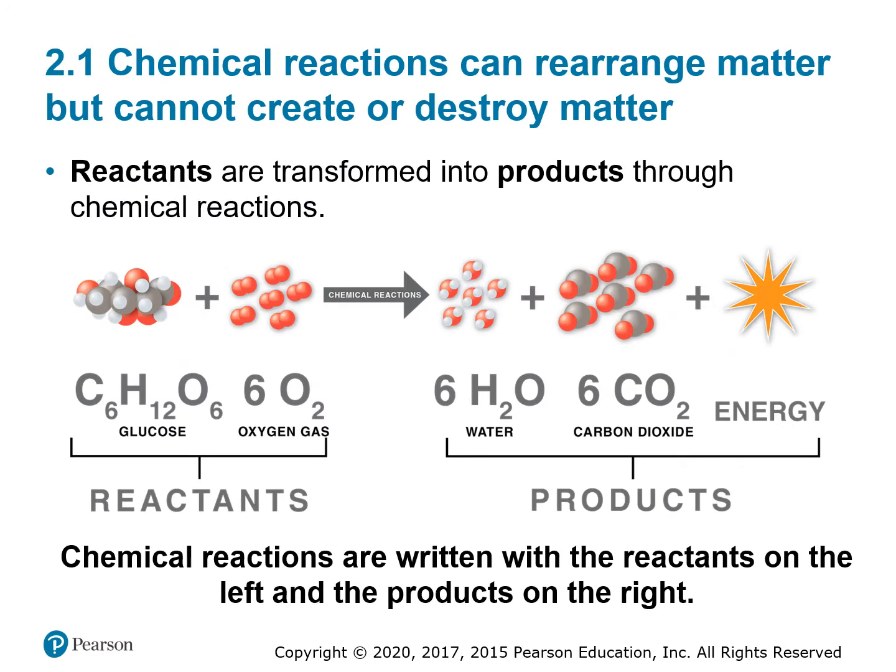Matter can't be created or destroyed, but individual atoms can be rearranged into different molecules or compounds. So for example, we can have reactants that get transformed through some type of chemical reaction. So when you eat food, you take glucose and combine it with oxygen gas, and a byproduct of that is the energy we use to run our lives. And then we also have byproducts of water and carbon dioxide. In chemistry, we write reactions with the reactants on the left and the products on the right.